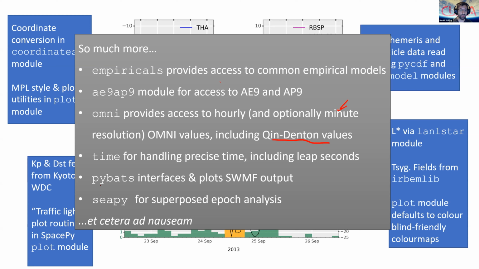My favorite module, of course, is PyBats, which is an interface for handling output from the Space Weather Modeling Framework. So this is the University of Michigan's BATS-R-US coupled to the ring current, coupled to a whole bunch of models all coupled together there. Things like CPy, which is superposed epoch analysis tools, and there's even more than that.